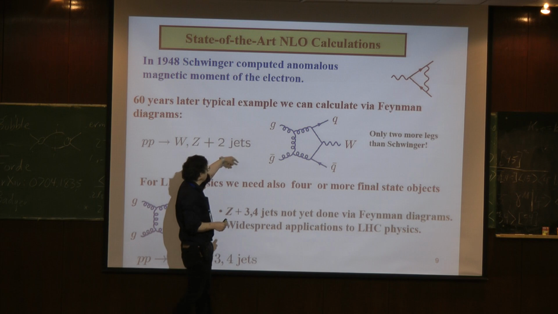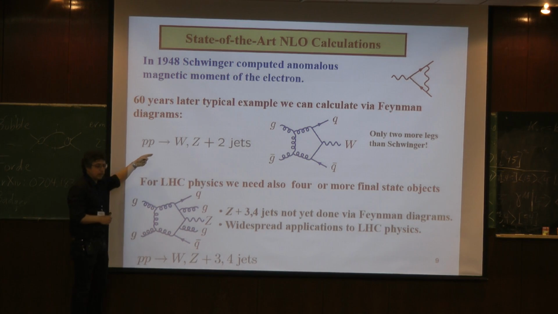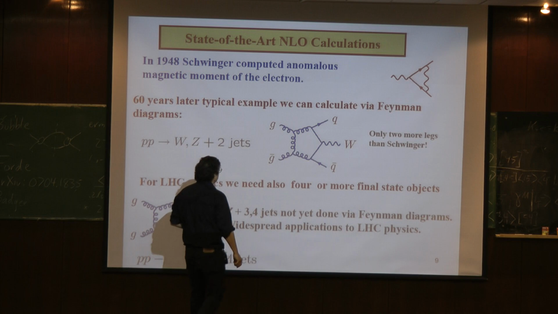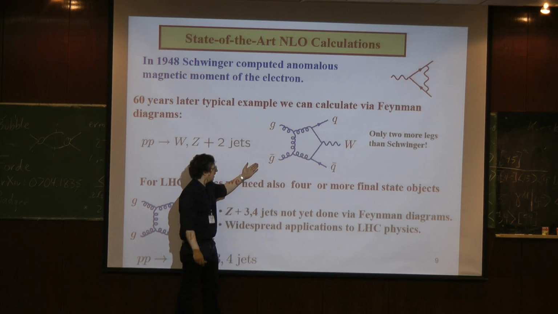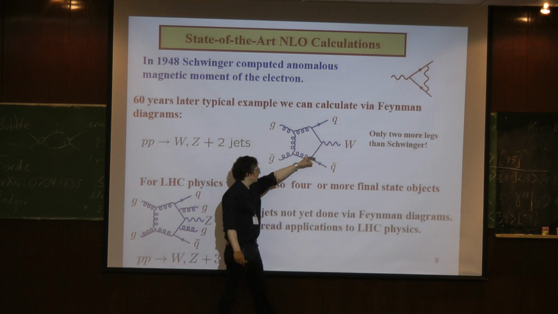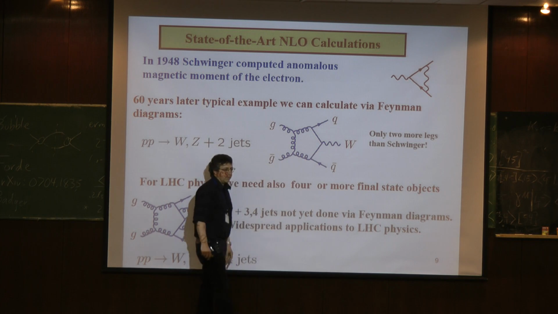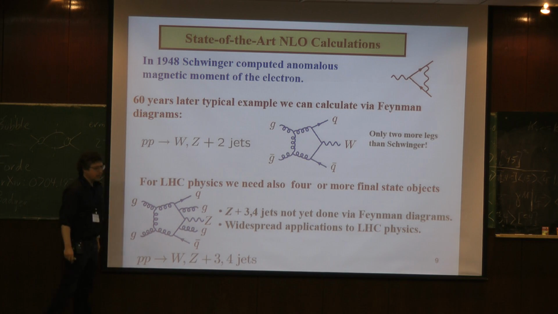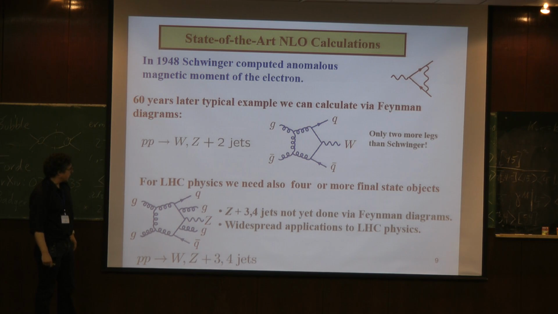Let's go, we're going 60 years later, right? We have all the computer technology, and you can buy a supercomputer, you just need a little bit of money. And then, after all the technological advance, this is the most complicated of these W plus jets that's been done by Feynman diagrams. There's some other examples which are a little bit more complicated done by Feynman diagrams. But anyway, this is a flavor of where things stand.